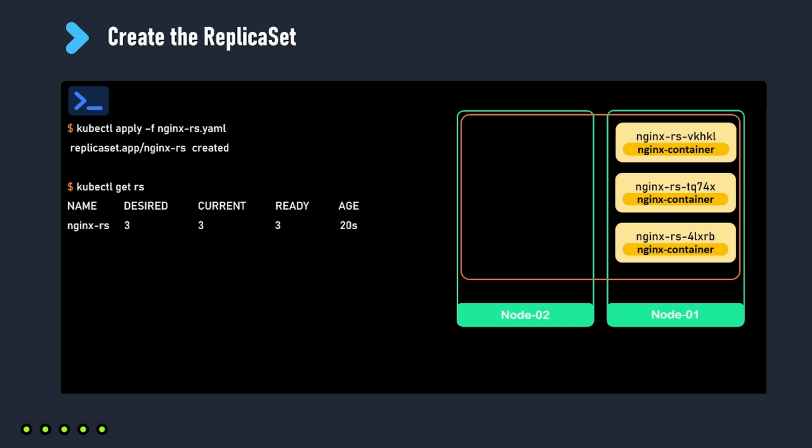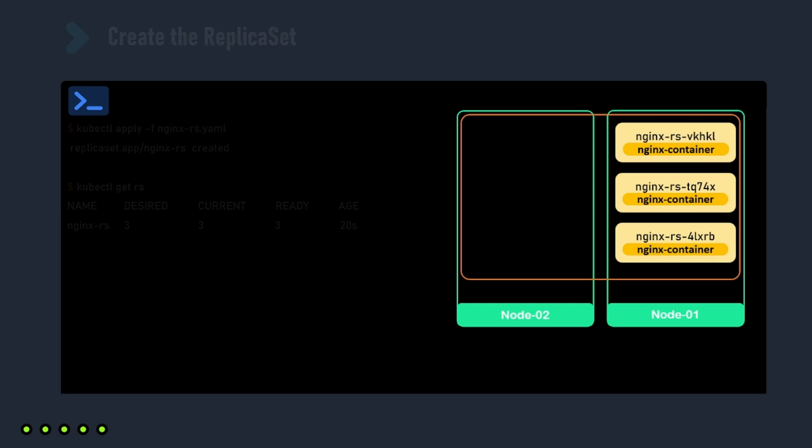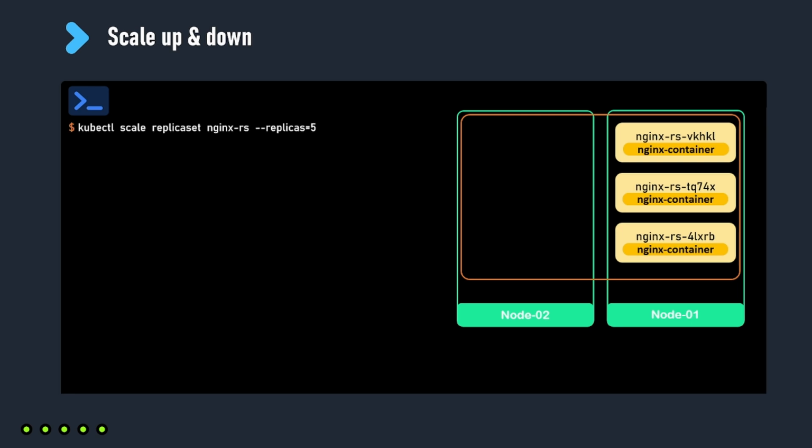created 20 seconds ago. Under the desired column, we find the number of pods that must be created as part of this replica set. And the value here is 3 as we set the replicas property in the ReplicaSet YAML file. In case we need more instances of our application, for example when the traffic increases, we can scale up the replica set using the kubectl scale replicaset command, followed by the name of the replica set with the --replicas option, which will be set to the desired number of pods.